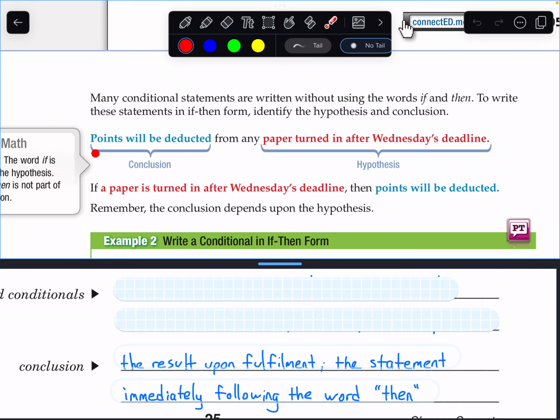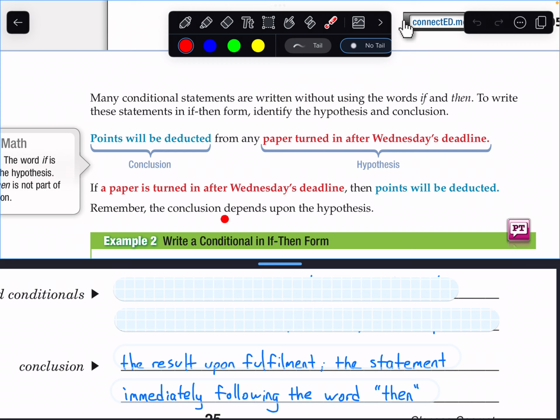For instance, this sentence, points will be deducted from any paper turned in after Wednesday's deadline. Notice that this is a condition to be fulfilled. Papers can be turned in before or after Wednesday's deadline. If they are indeed after Wednesday's deadline, then the conclusion will be activated and points will be deducted. So we could rewrite this as, if a paper is turned in after Wednesday's deadline, then points will be deducted.